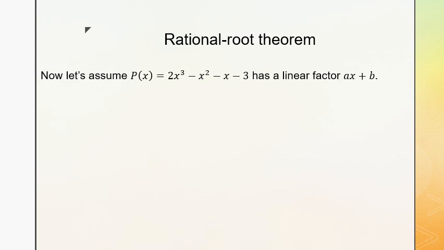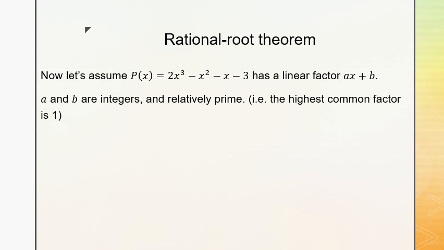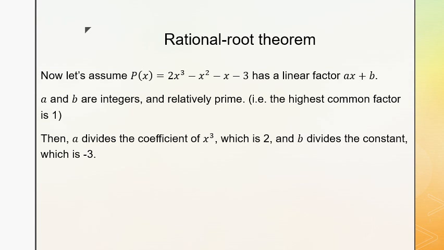If being provided with a cubic function like this, we're going to assume it has a linear factor ax plus b. a and b, both of them will be integers and relatively prime. a divides the coefficient of x cubed, which in this case will be 2, and b will divide the constant, which is equal to negative 3. So think about the possible values for a and b.